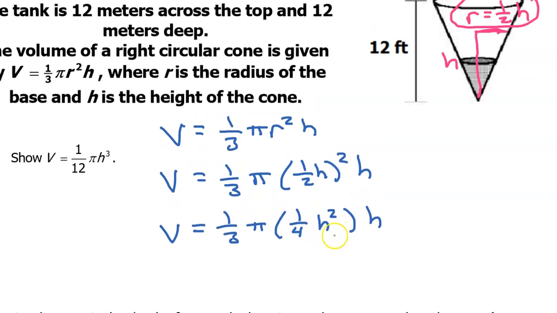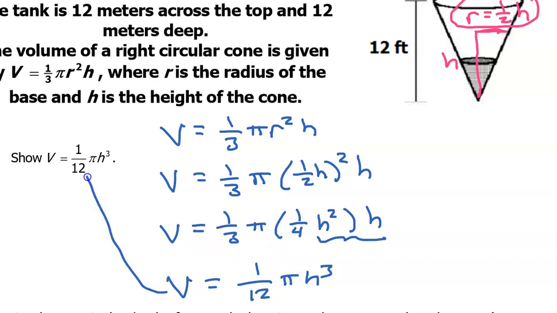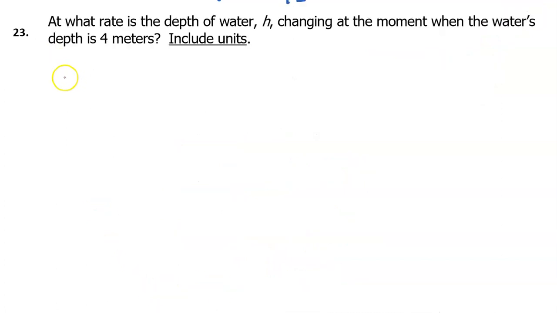But you can see that we have h squared times h right here. This is going to be h to the 3rd power. And then 3 times 4 is 12. So we get volume is equal to 1/12 h to the 3rd power. And then we've got that pi, which I'm just going to stick in the numerator. Actually, I want it to match what they have there. So I'm going to go ahead and write it the way they have it. So this would be 1/12 pi h cubed. So we showed it.